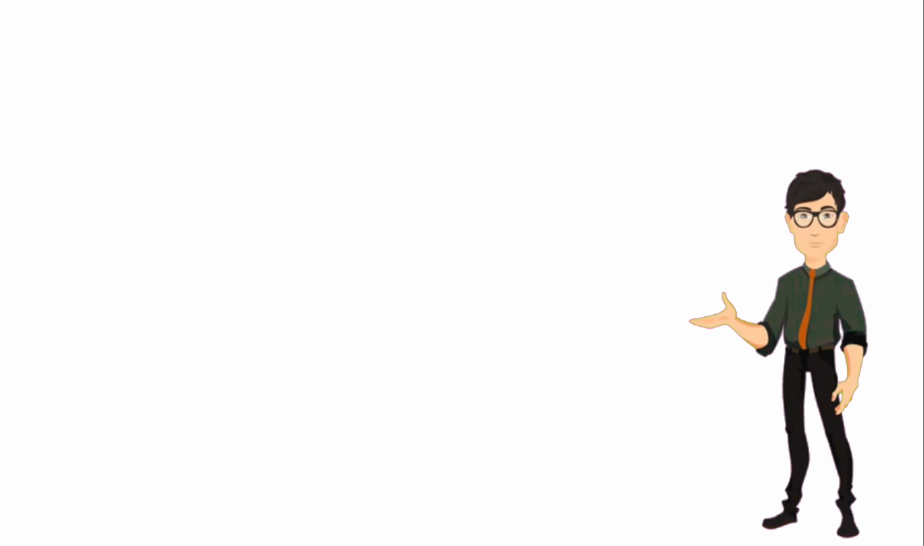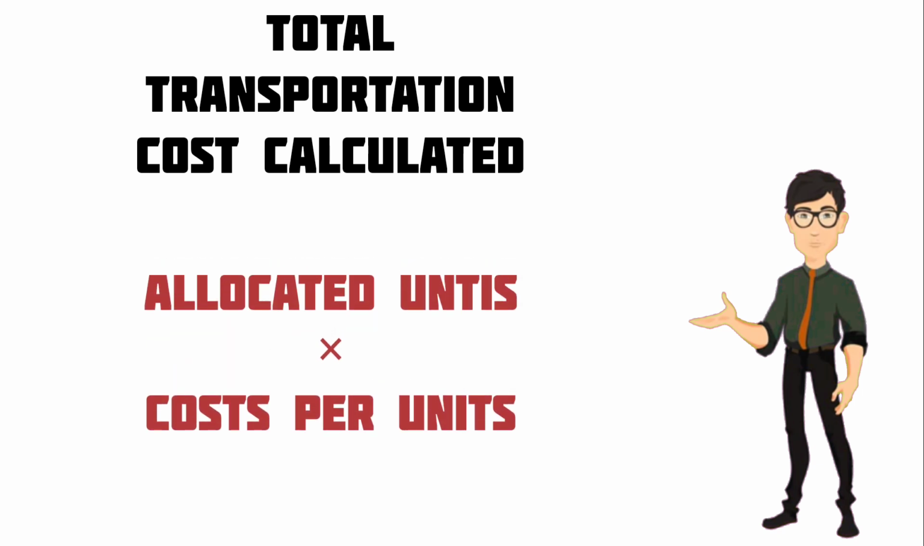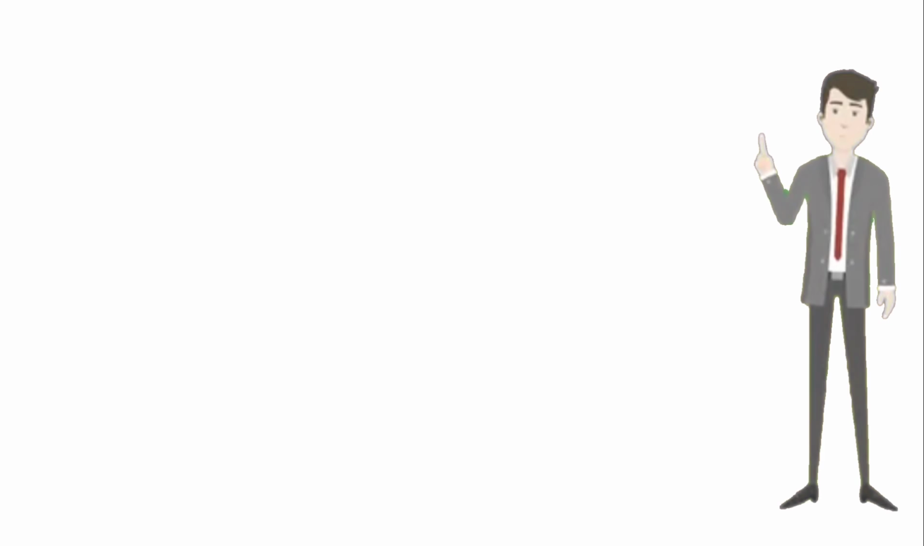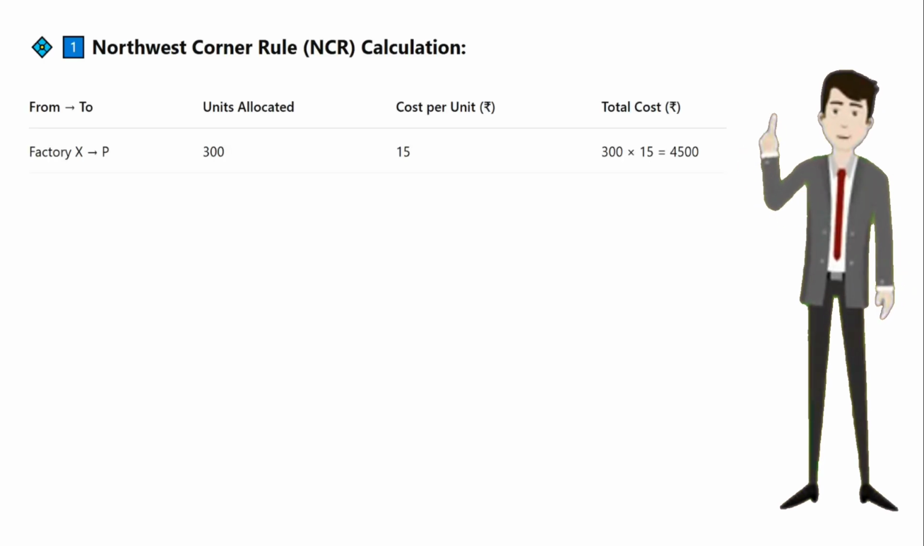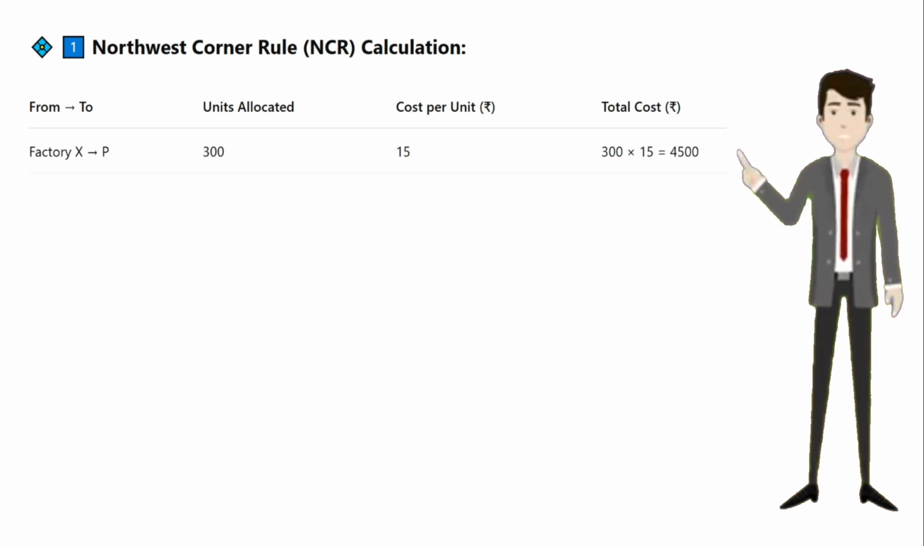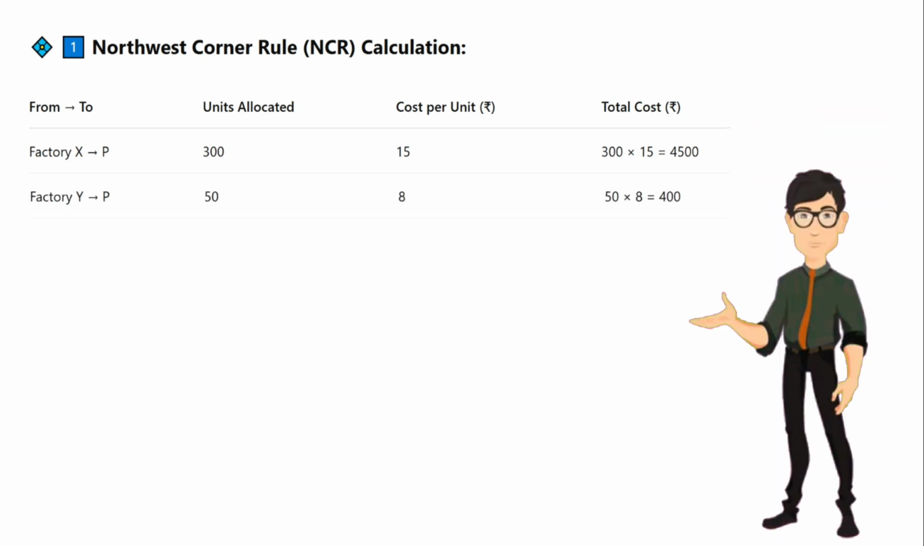Now let's break down how the total transportation cost is calculated for each method. The formula is simple. Allocated units multiplied by cost per unit. Starting with the northwest corner rule, the company allocated 300 units from Factory X to Center P at 15 per unit. So the cost for this route is 300 times 15. That equals 4,500. Next, 50 units are sent from Factory Y to Center P at 8 each, which totals 400.